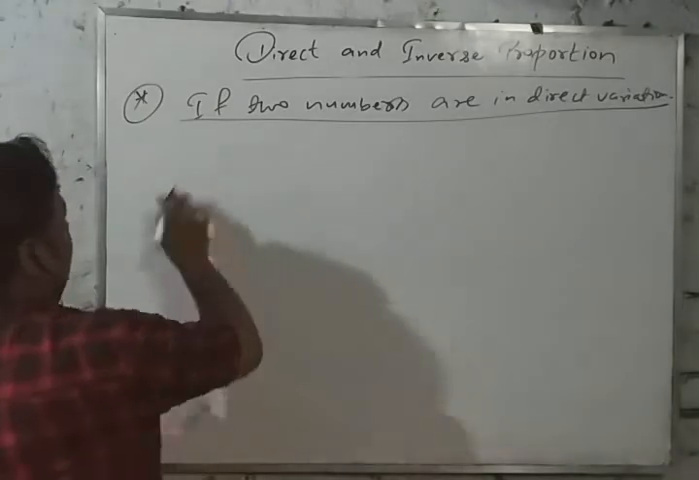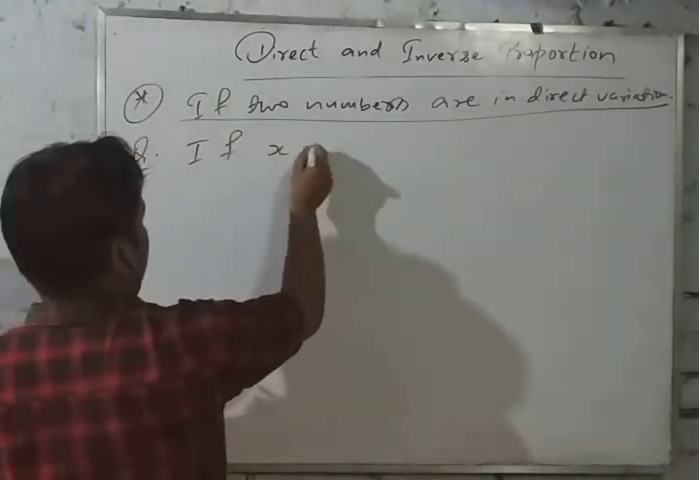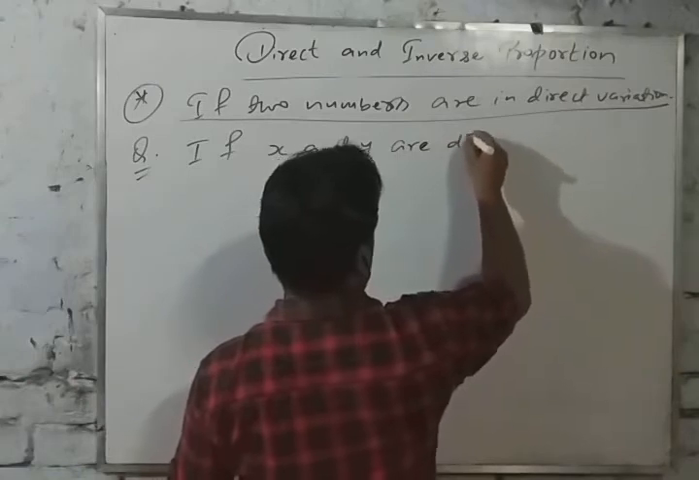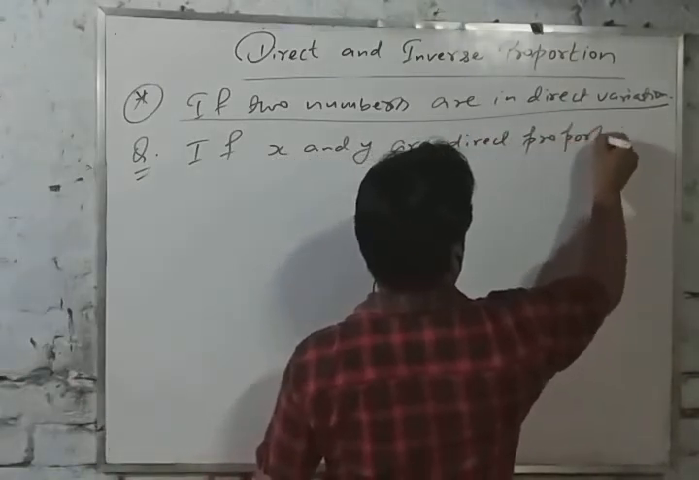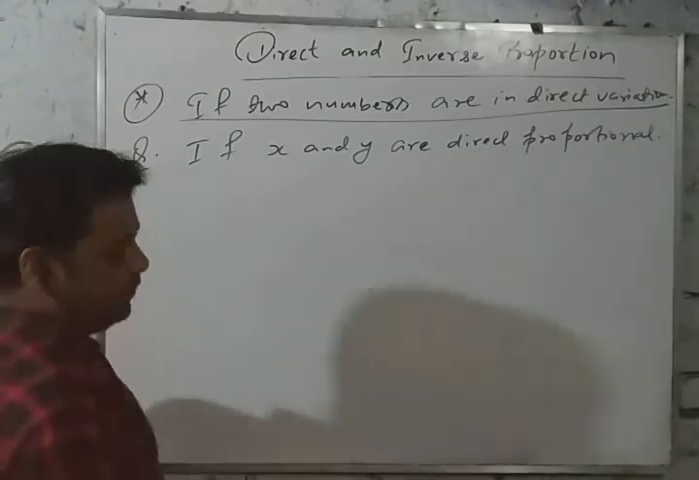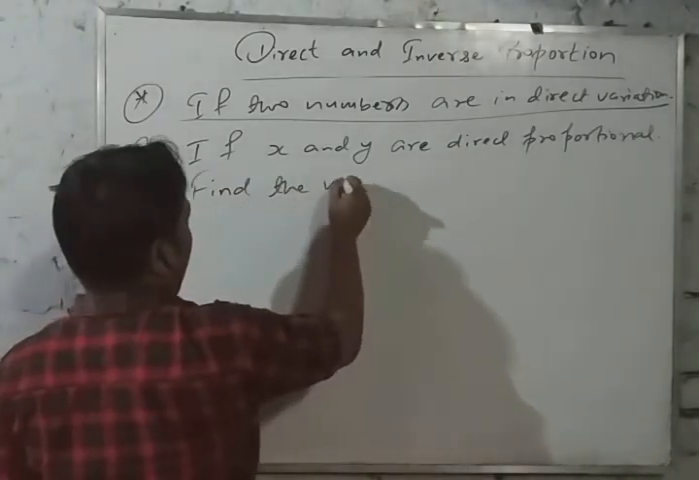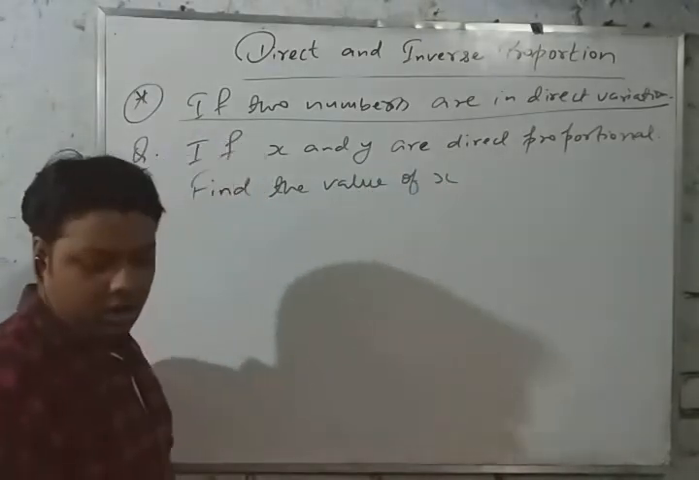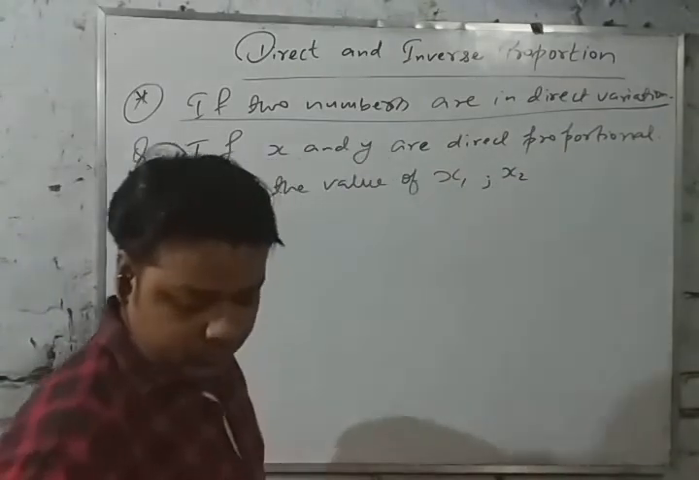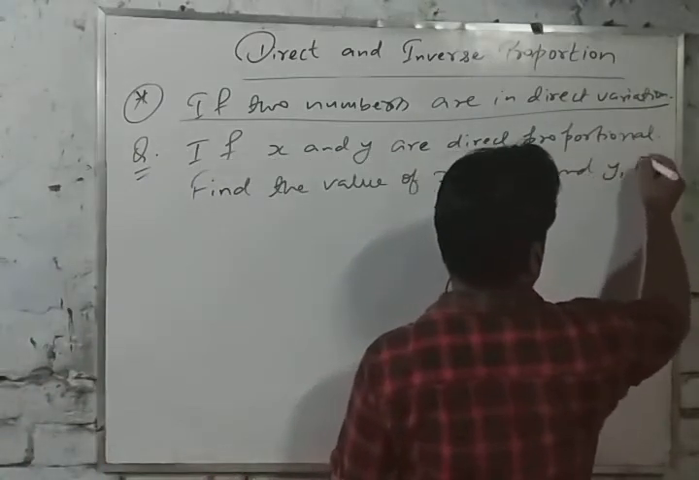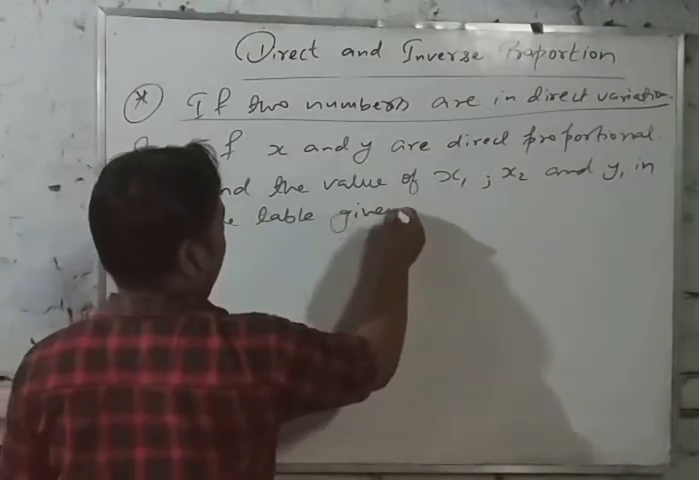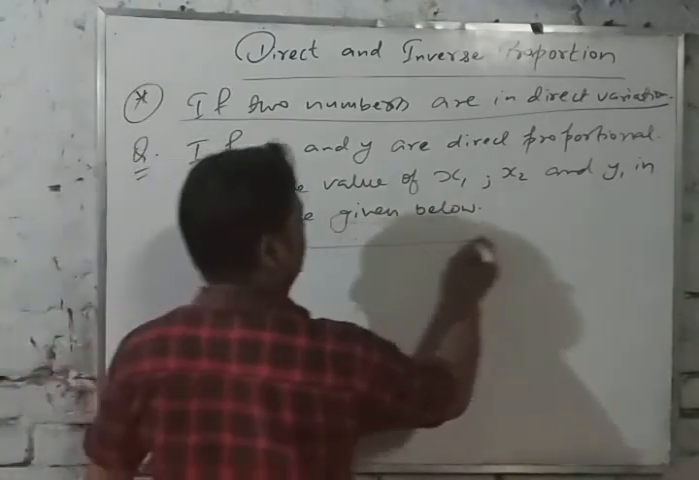Now the question is given: if x and y are direct proportional, find the values of x1, x2 and y1 in the table given below. Now I am drawing a table here which contains the question.